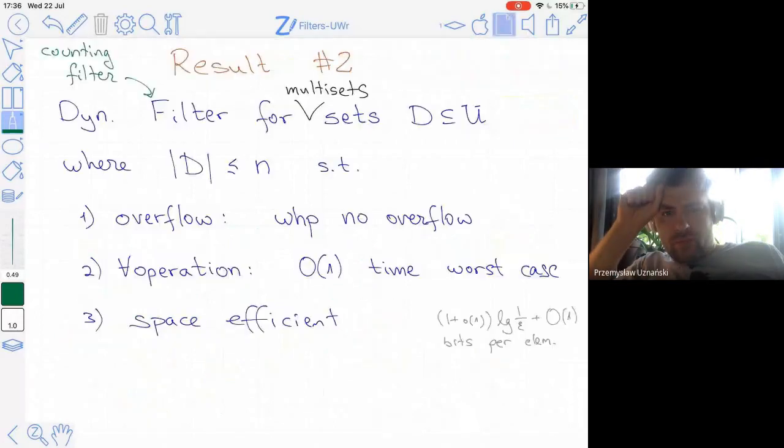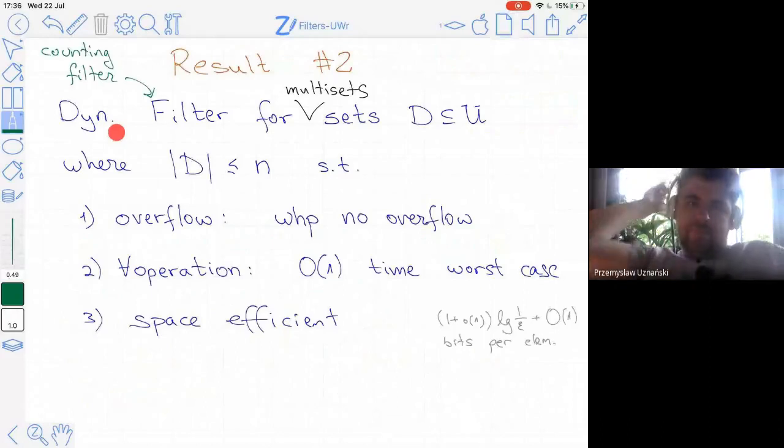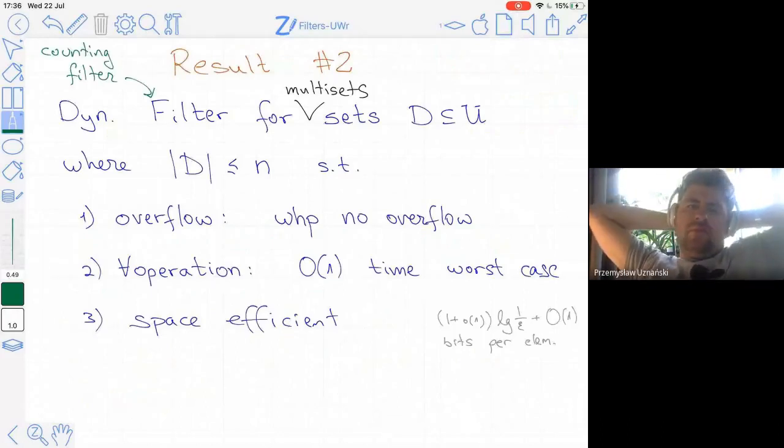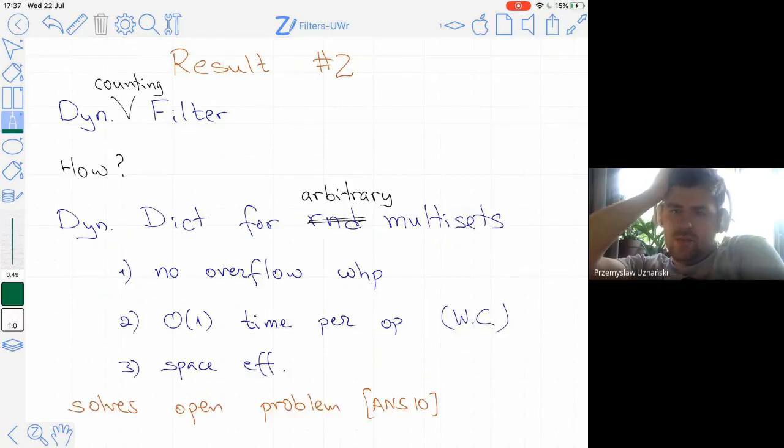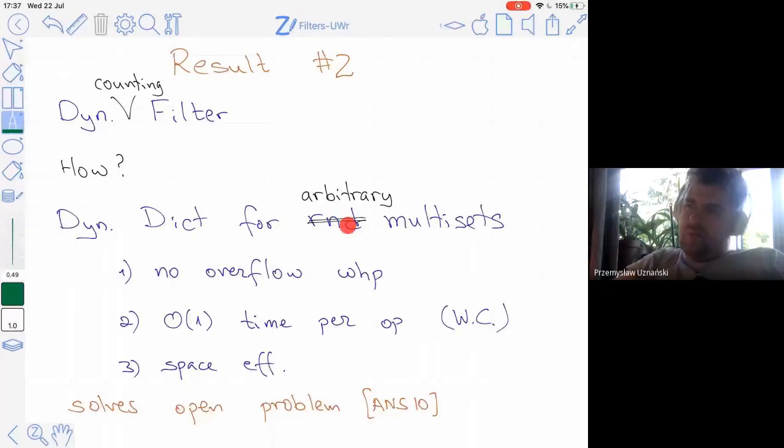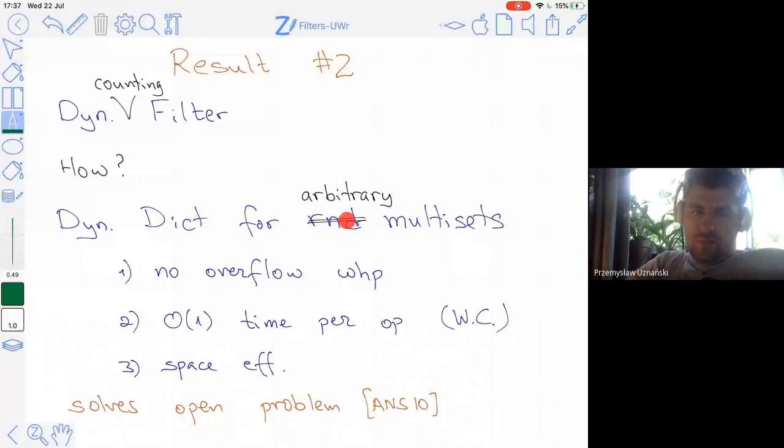And our second result is a counting filter for multisets, where you have a bound on the cardinality of the multiset, and again, you have no overflow with high probability. Every operation is constant time in the worst case, and you're space efficient. Okay, same type of flavor, but the difference is that it's a counting filter, and the method is now, instead of designing a dictionary for random multisets, to design a dictionary for arbitrary multisets with the same type of characteristics. Okay, that would be the second result.